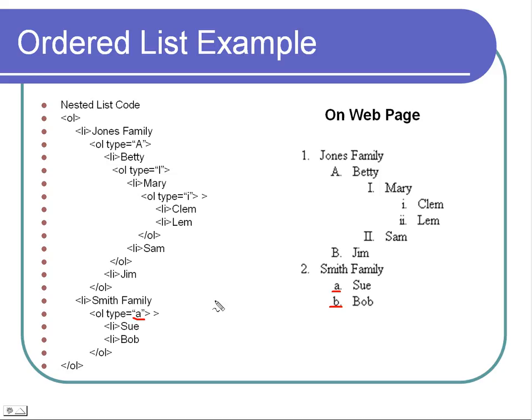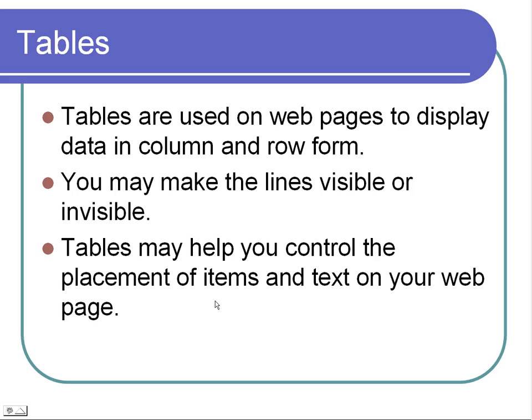All right, now let's go on to tables. Tables are used to display things in columns and rows, and you can make the lines invisible, meaning you can have a table on your page, but you won't be able to see where the lines of the table are. And that's usually used for placement, and that's a great way to place things on your page. Helps you control where items are going.